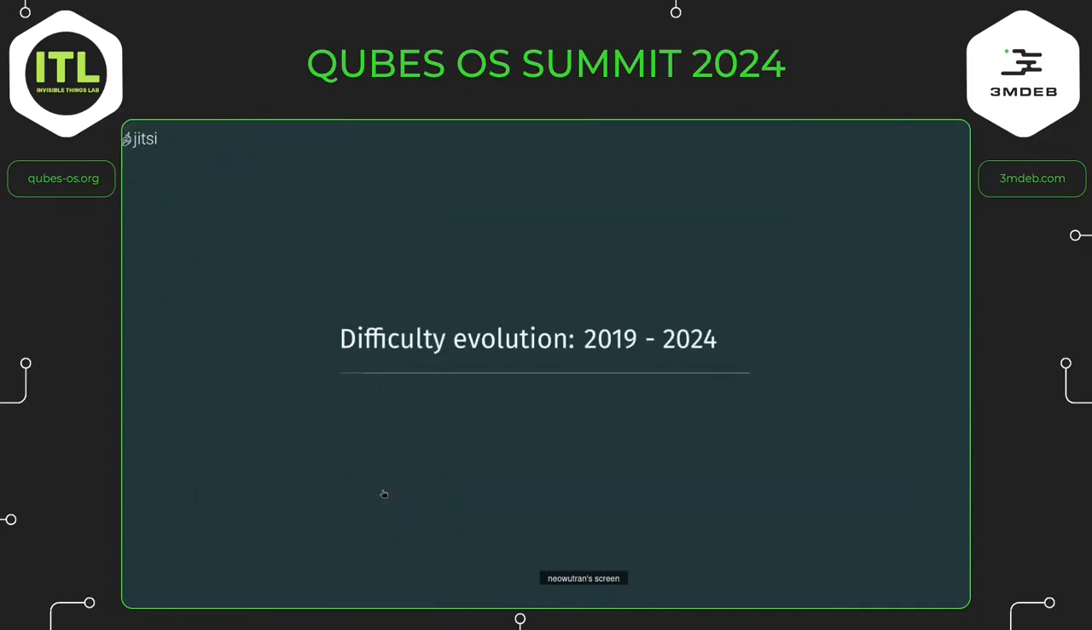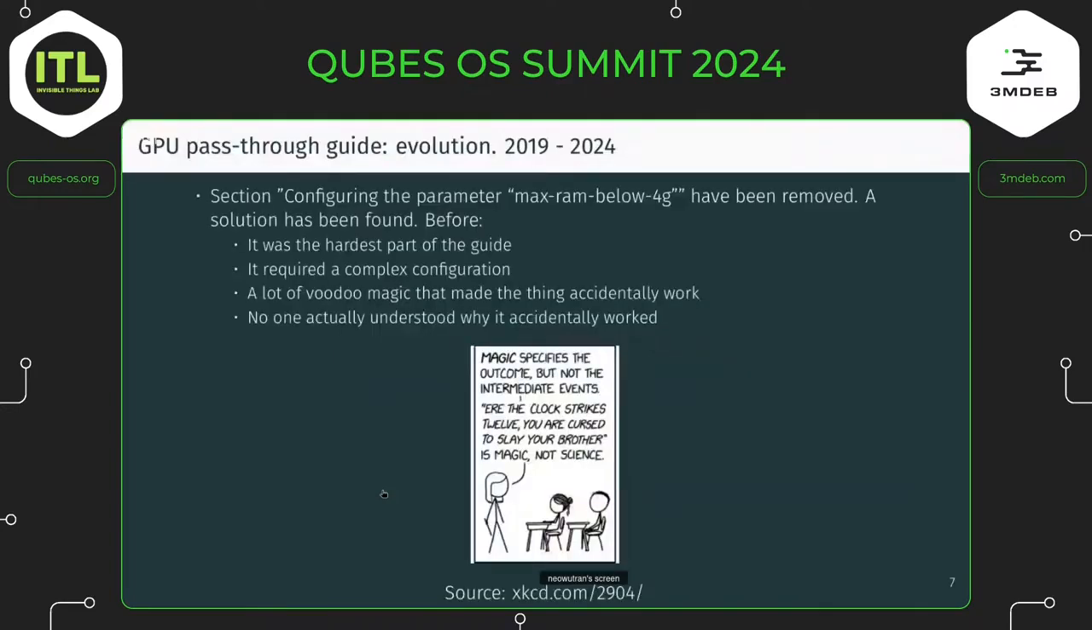For the last 5 years, I have maintained a guide that explains what you need to do to properly configure GPU passthrough to play video games. First of all, we were able to solve a bug in Xen. Solving this bug allowed us to delete a whole section of the guide. This section was the hardest part of the guide and required voodoo magic that no one actually understood.